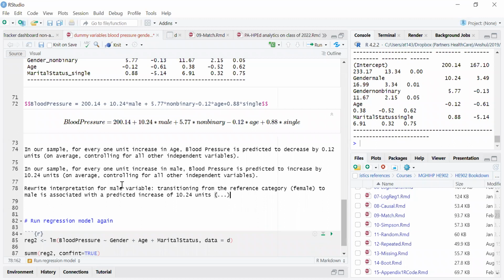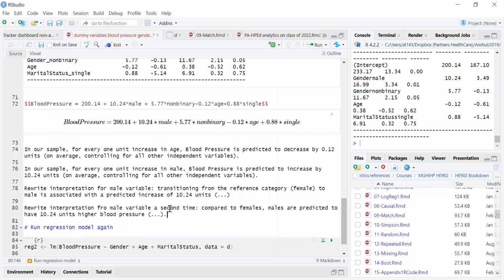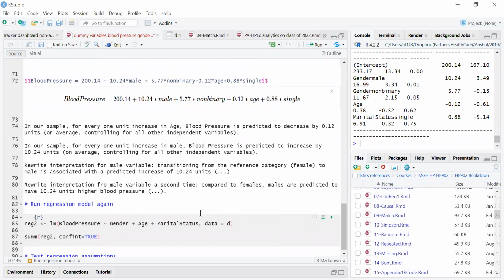And there it is. So we rewrite the interpretation for the male variable, and we'll say transitioning from the reference category, which is female. Transitioning from female to male is associated with a predicted increase of 10.4 units. And now we're going to rewrite it again. And here it is. This is our final version. Compared to females, males are predicted to have 10.24 units higher blood pressure, on average, controlling for all other independent variables in our sample.